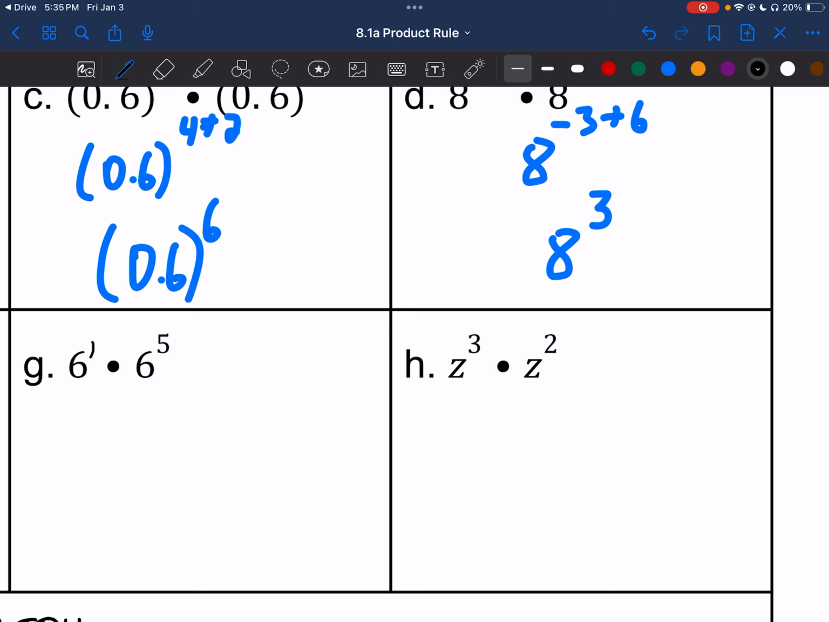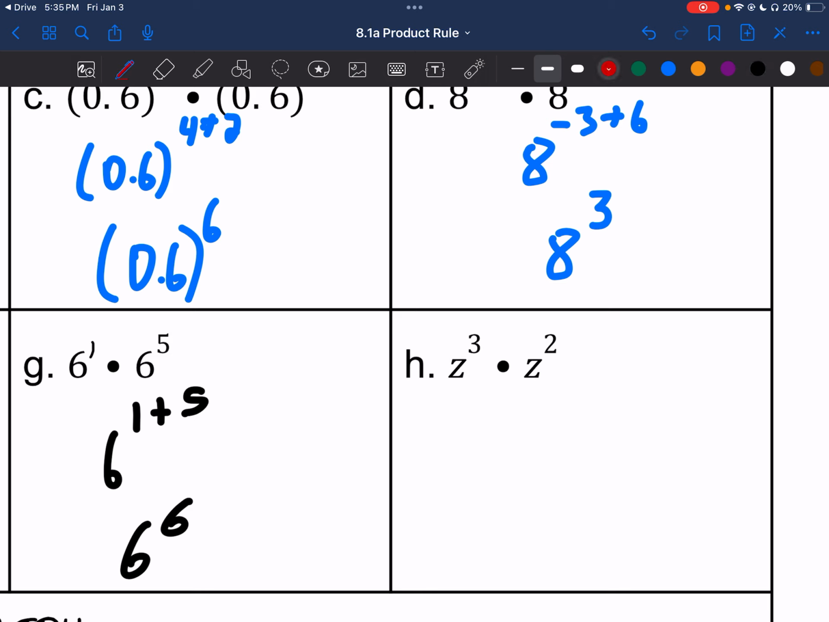If there's no subscript of 1, no subscript at all, we assume it to be 1. If there's no exponent shown, we assume that it's going to be 1. So now we've got 6 is our base, and we have 1 plus 5, and that's going to give us a 6 to the 6th power, right? So we had 1 6 and 5 6. There are now 6 total 6s.